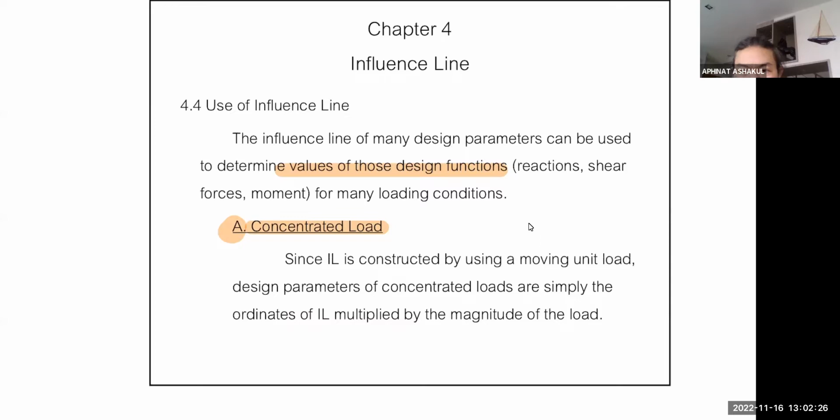Now we can multiply the concentrated load that we have at each location with the values on the influence line right away to obtain the values of the design function. That is a point load.